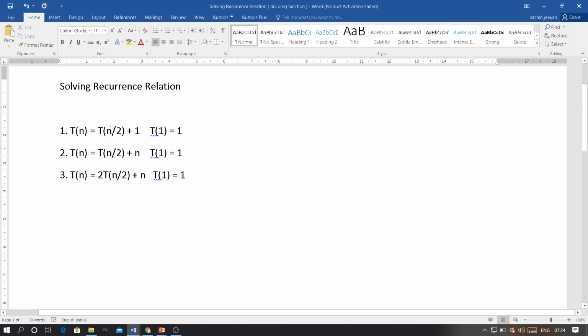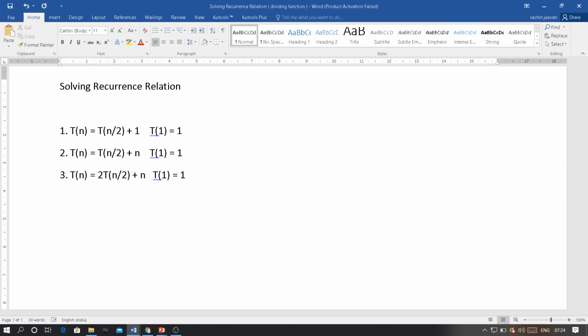Here we are able to find dividing functions. You will come to know what dividing functions are. Okay, fine. So now we'll solve these three recurrence relations one after the other, and then at last we'll come to a conclusion.